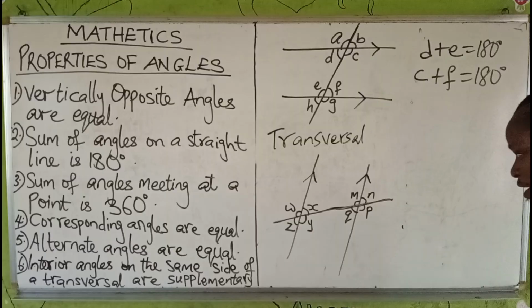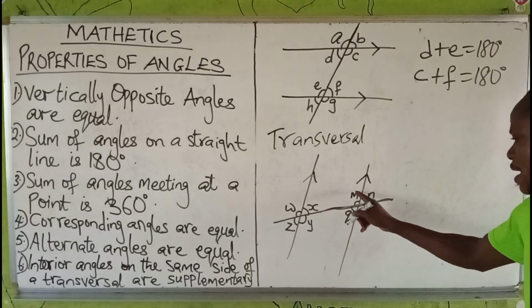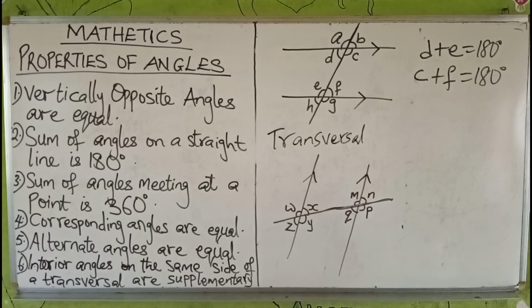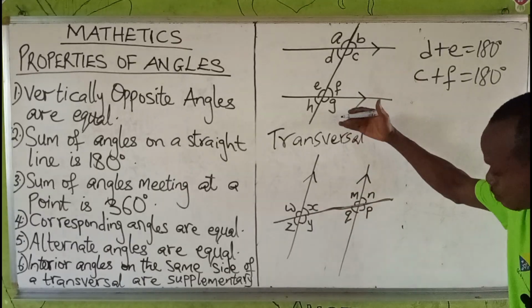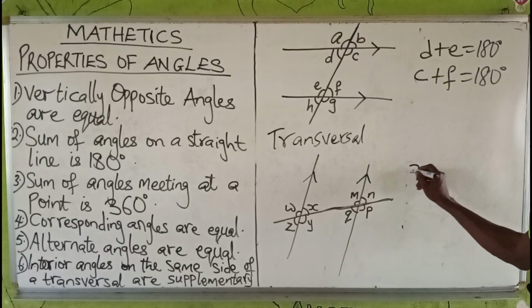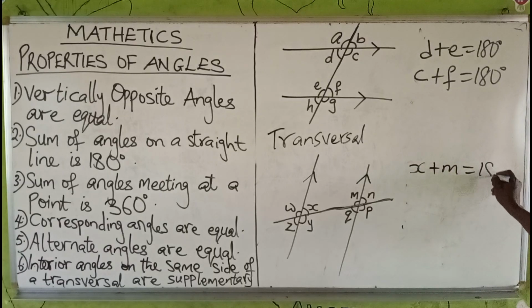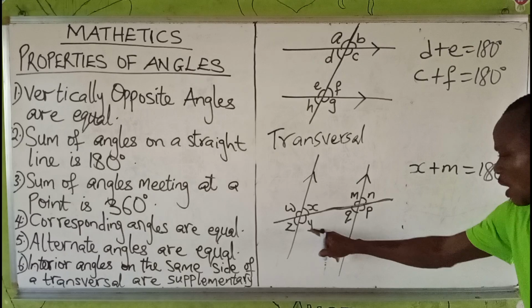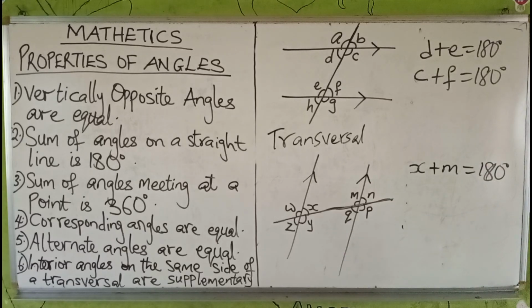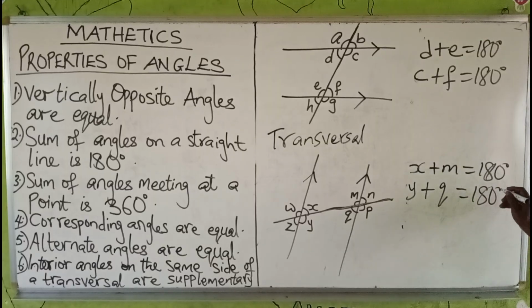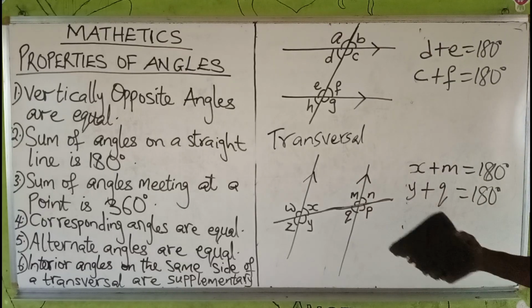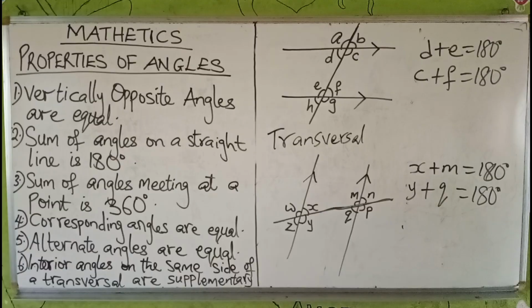The same thing is applicable here. X, Y, M, and Q are the interior angles of the transversal. Now, X and M are at the same side. Let me say at the top side of the transversal. So that means X plus M is 180 degrees. Then Y and Q are at the bottom side of the transversal. So we say Y plus Q equal to 180 degrees. The reason is because interior angles on the same side of a transversal are supplementary.